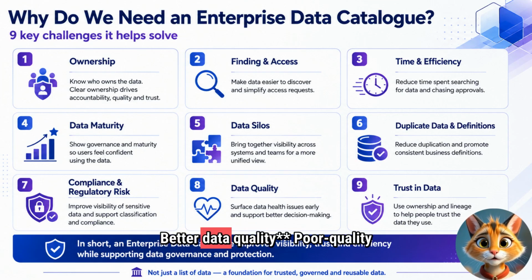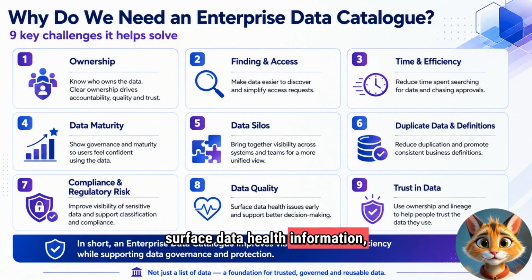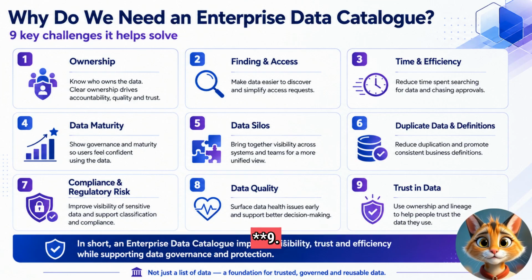8. Better data quality. Poor quality data leads to poor decisions. A catalogue can help surface data health information, identify issues earlier, and support improvement over time. 9. Greater trust in data. If people do not know where data comes from, how it is managed, or who is responsible for it, they will not trust it. Ownership, lineage, and governance help build that trust.